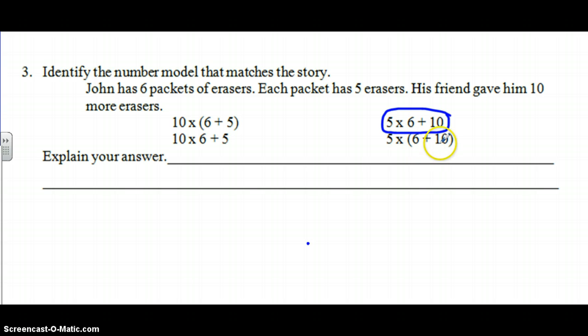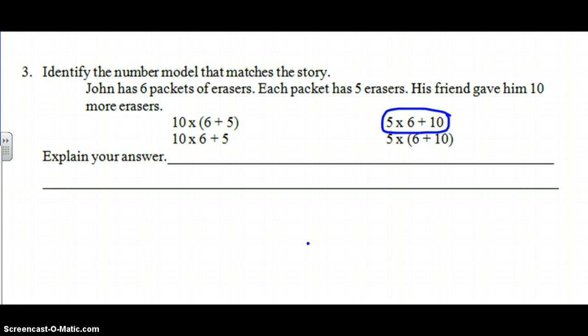Here I'm doing 6 plus 10, so that'd be like having 16 times 5 packs, which is not what this says. Whereas this one would be adding this first, making 6 plus 5 is 11, and I have nothing that has 10 times 11. Up here, same with this one. This one I would do 6 times 10 first, giving me 60, and there wasn't 10 packs, I just got 10 extra erasers. So this is the best choice.